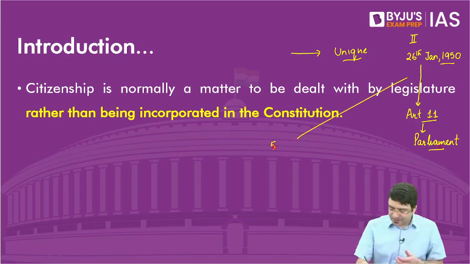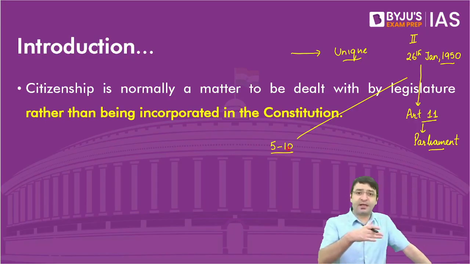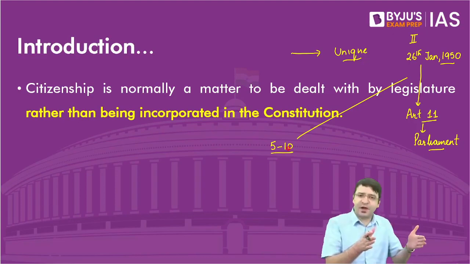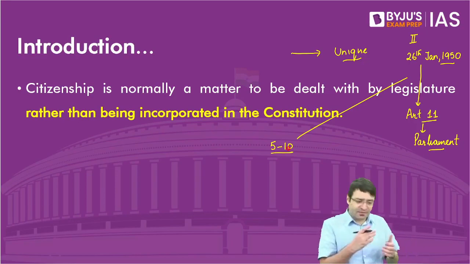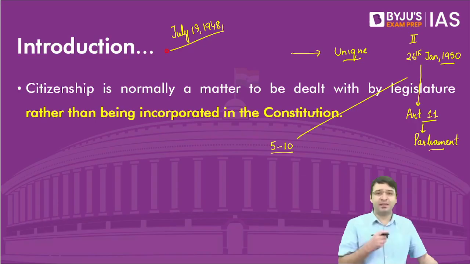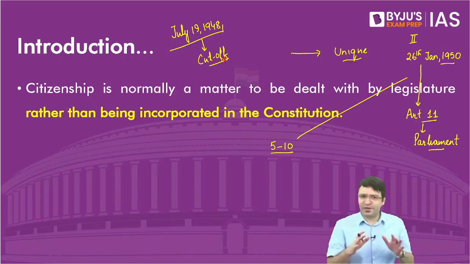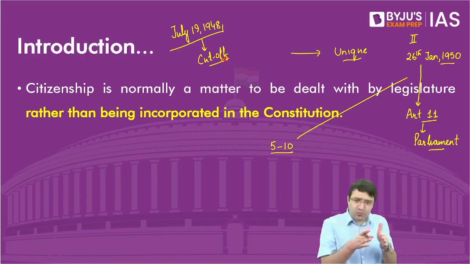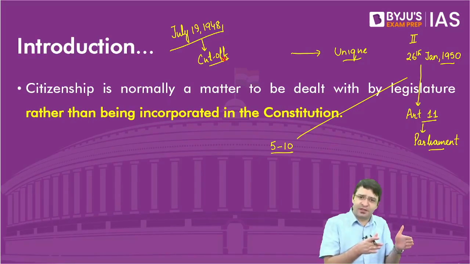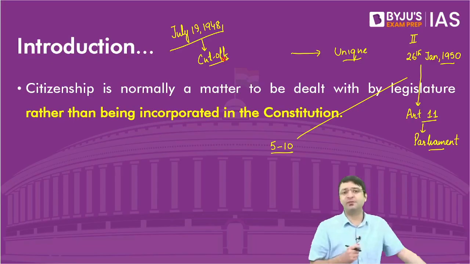For example, Articles 5 to 10, what do they talk about? They talk about who is the citizen of India right now. That means all those who are present in India and who have remained in India for the last 5 years become the citizens of India. And this is where July 19, 1948, and sometimes some books also write June 19, 1948, is the cutoff of citizenship. Cutoff in the sense, prior to this date, whoever was present in India, who has remained in India for 5 years, they are the citizens of India. So the cutoff date is July 19, or some say June 19, 1948.